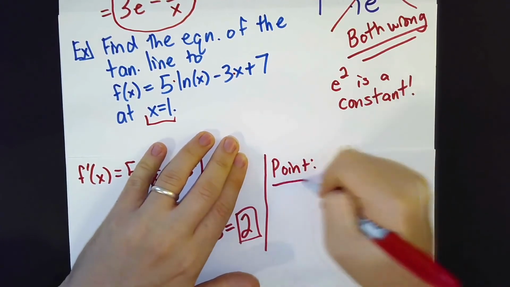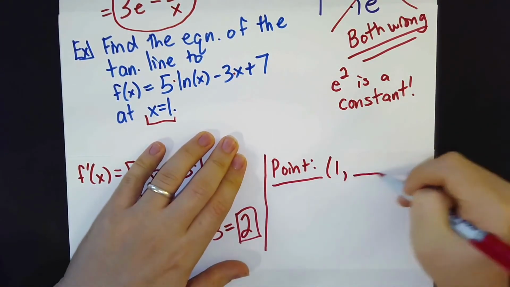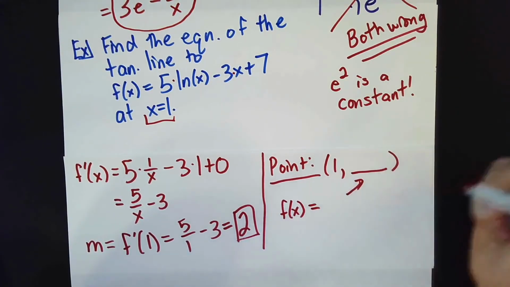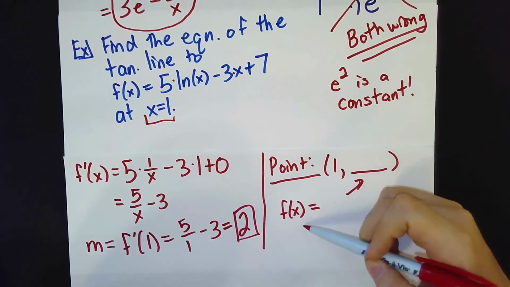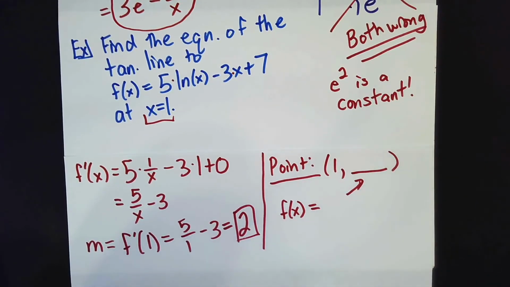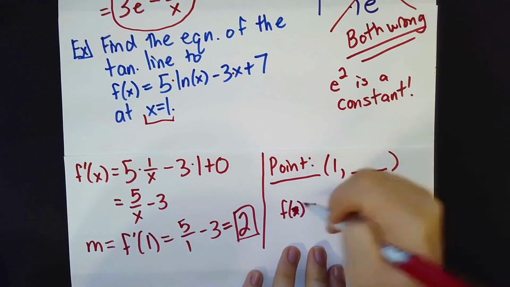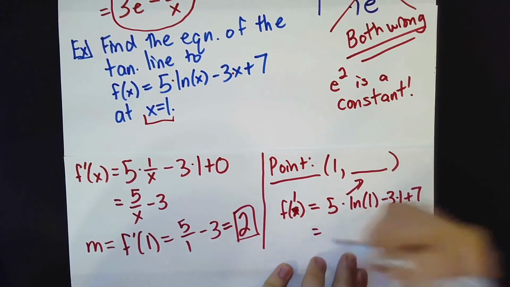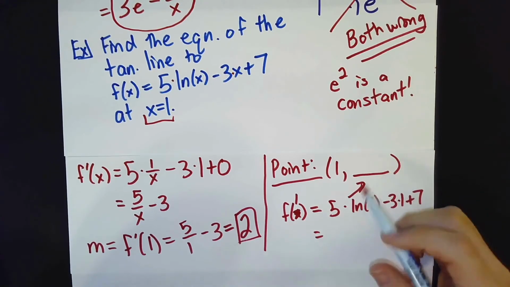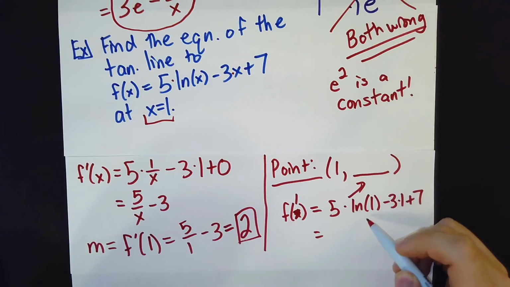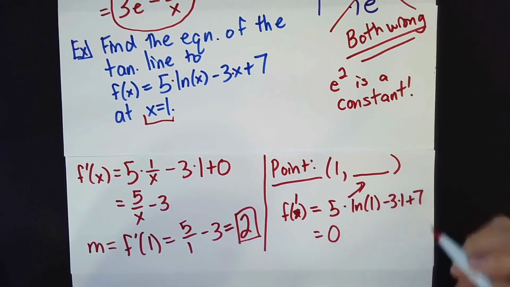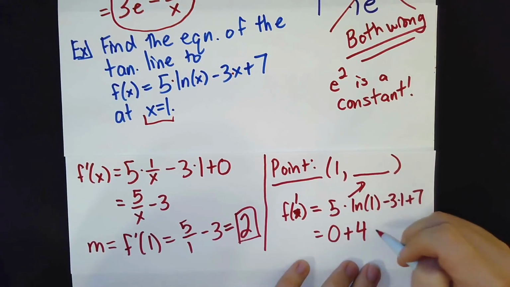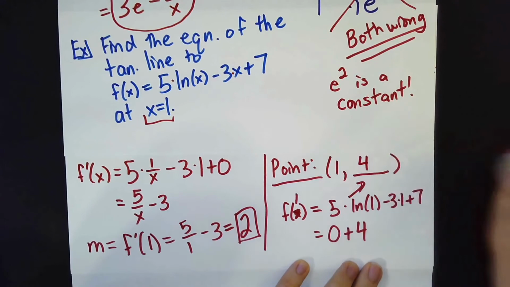And remember, all the points on the graph of a function are input-output pairs. So the second point here must be the output of f of x at 1. Note, it's the output of f of x, not the output of f prime of x. Okay, the natural log of 1 is 0, you'll recall from earlier. So minus 3 plus 7, that'll be plus 4. And so our point here will be (1, 4).